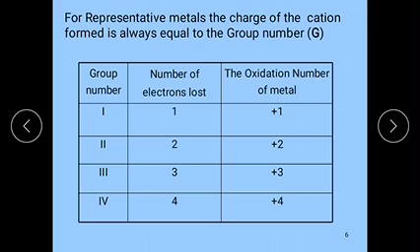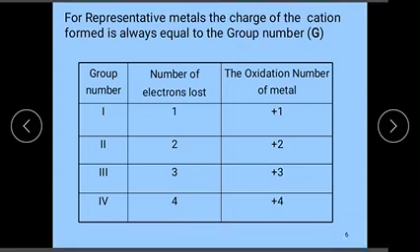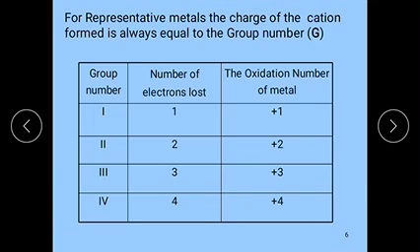For group number 3, its oxidation number is +3 because it loses 3 electrons. For fourth group elements, its oxidation number is +4. The oxidation number of the metal is taken as +4 because it loses 4 electrons.